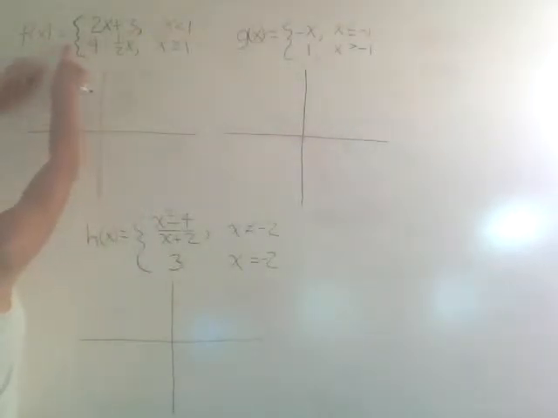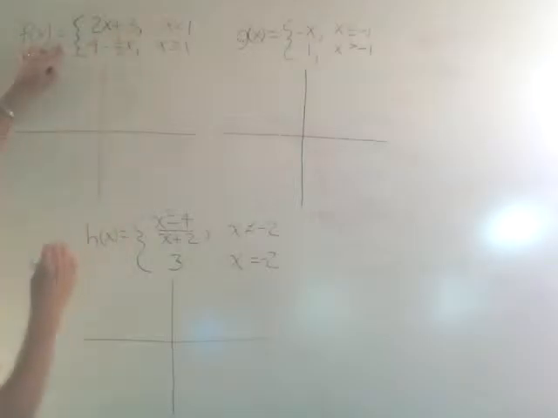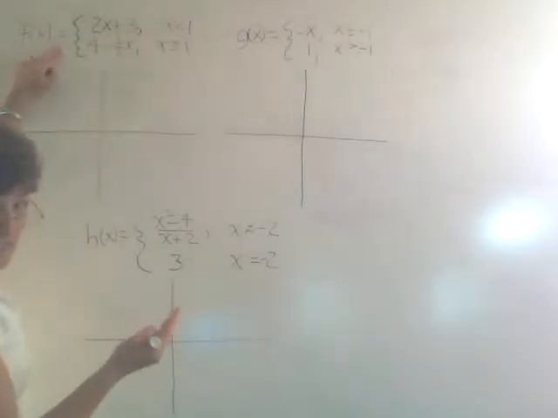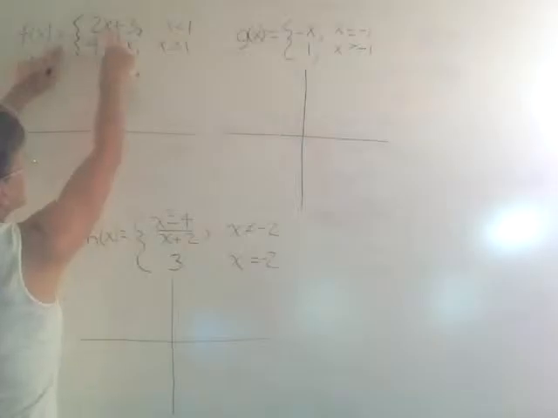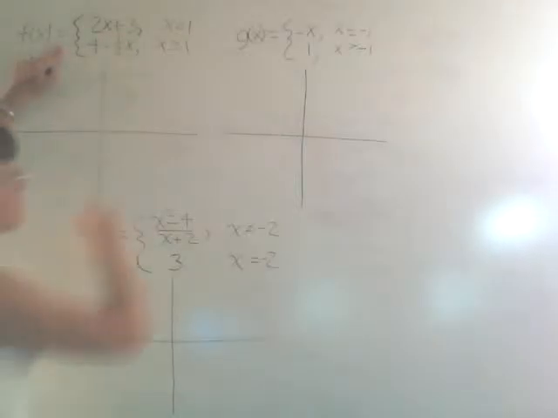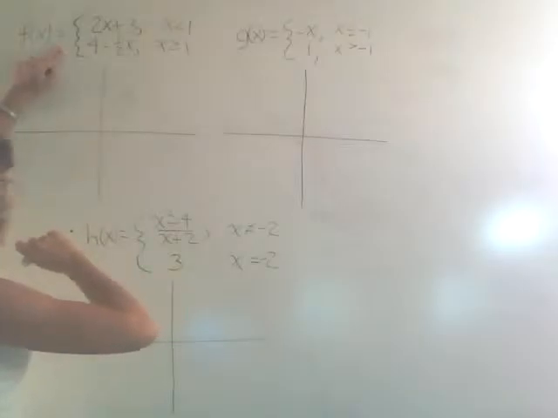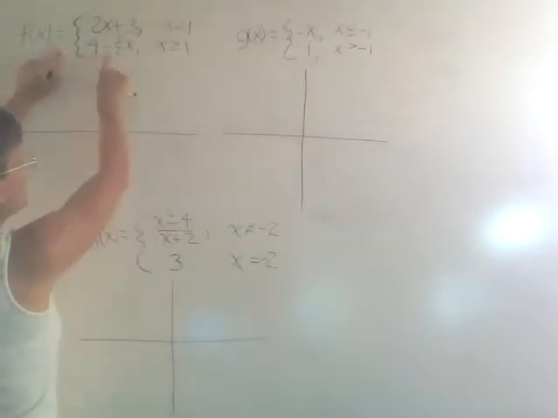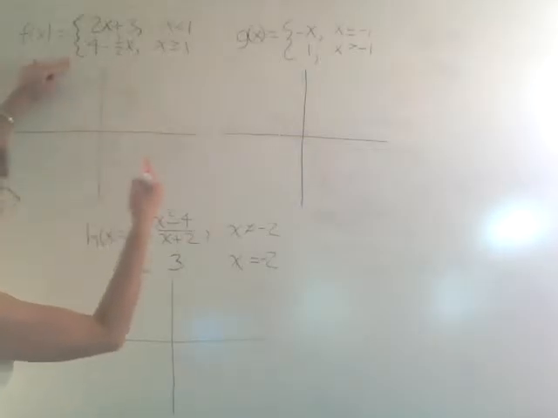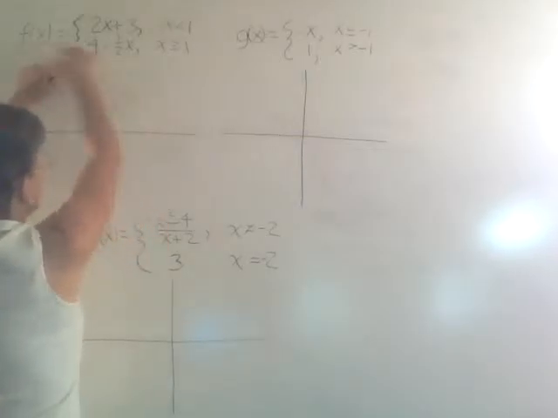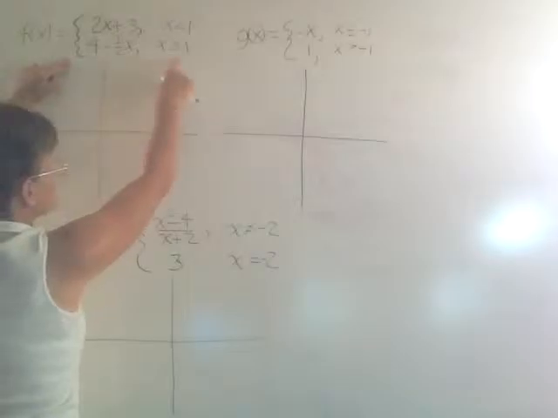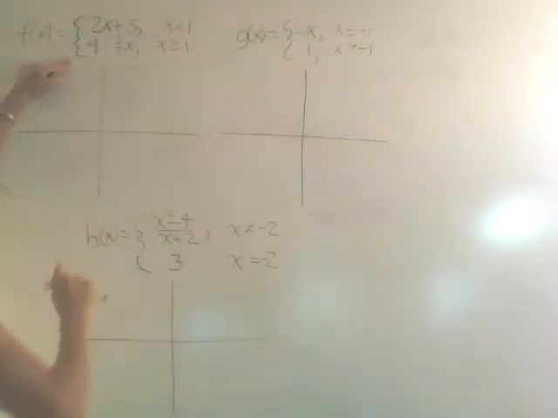With this first one, f of x equals 2x plus 3, which we should recognize as a line equation, mx plus b, in slope-intercept form. It equals that particular line when x is less than 1. But then it equals 4 minus 1/2 x, which is a different line equation. So y equals 4 minus 1/2 x when x is greater than or equal to 1.